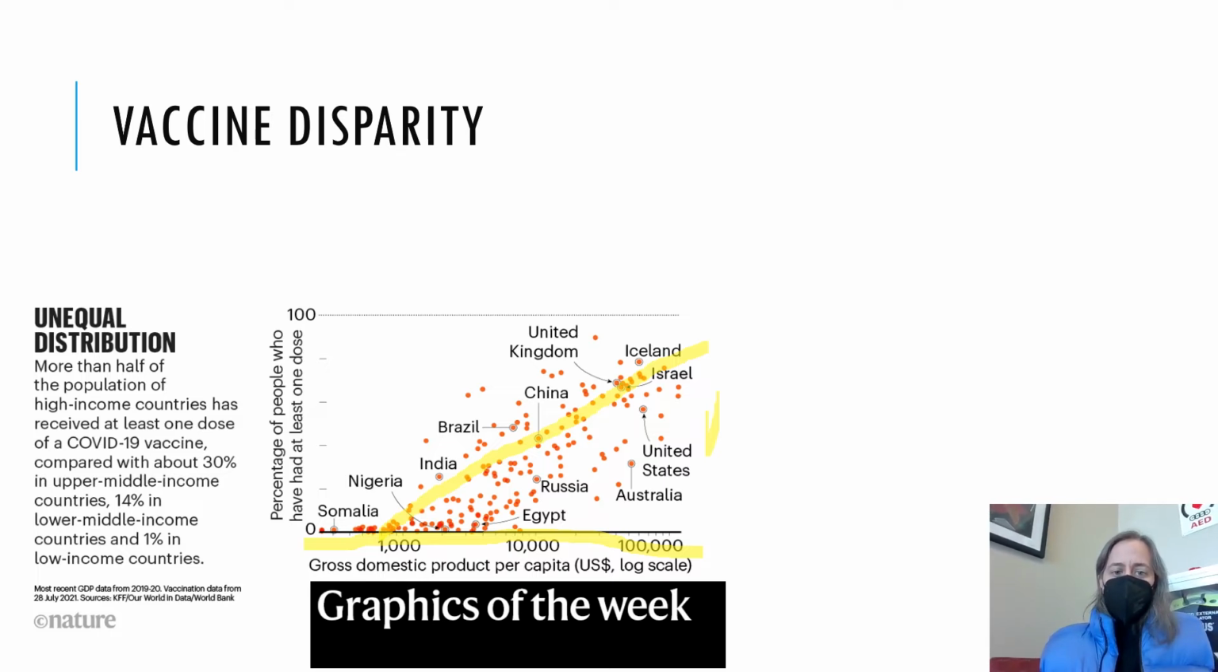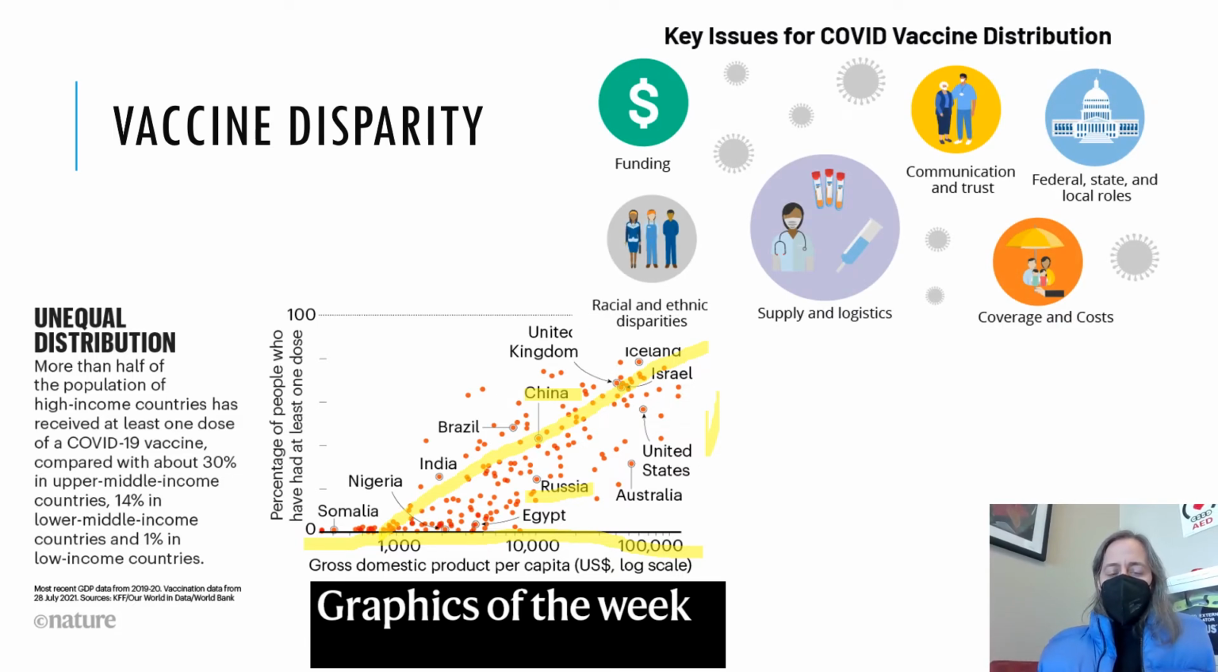Now, notice that there is a lot of individual variation even within certain economic groups, right? So Russia and China, right? Significant difference there, despite the fact that they're as wealthy as each other. So it's not just about money, although a lot of it is about money. But it's important to recognize there are a lot of other factors that impact how effectively you're going to be able to vaccinate a population. So funding is one of them. But supply and logistics is also another one.